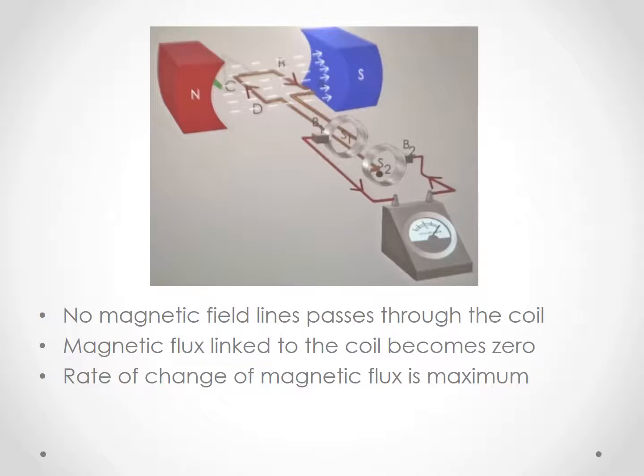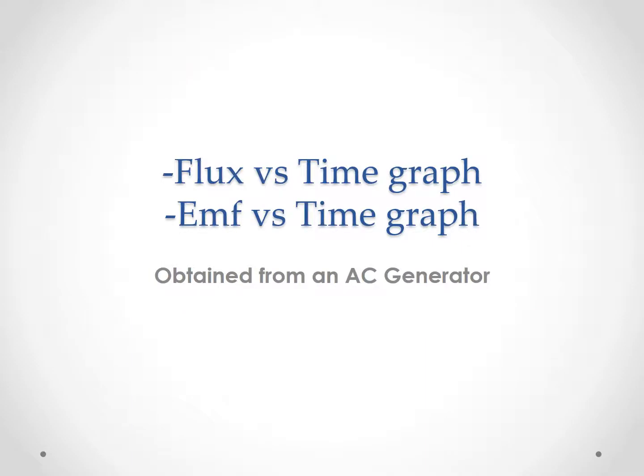Since the current is alternating in different directions as we rotate the generator, we will produce an alternating current from the generator, which will be explained in the following slide. So now let us look at the flux versus time graph and the EMF versus time graph obtained from an AC generator.